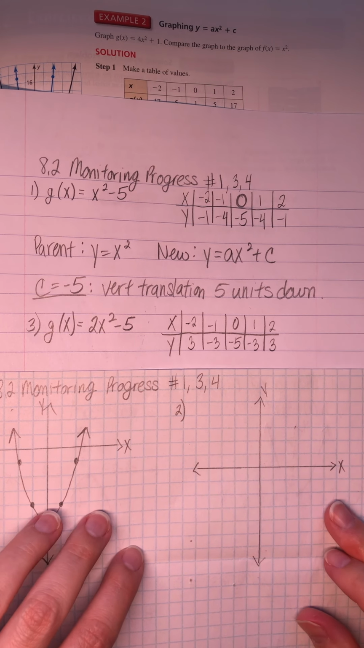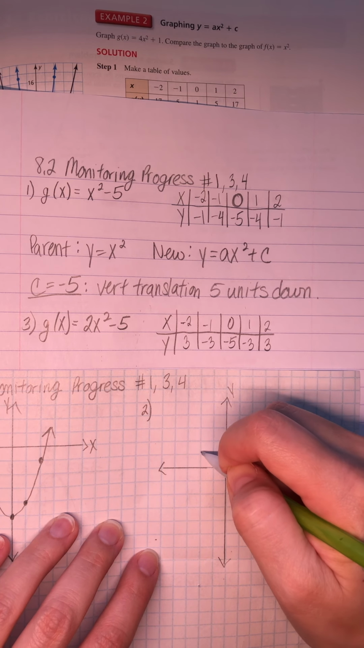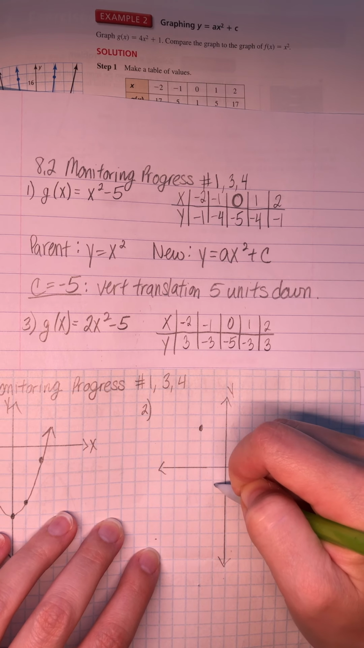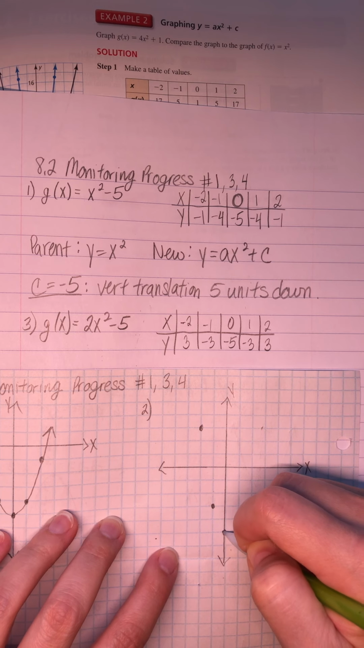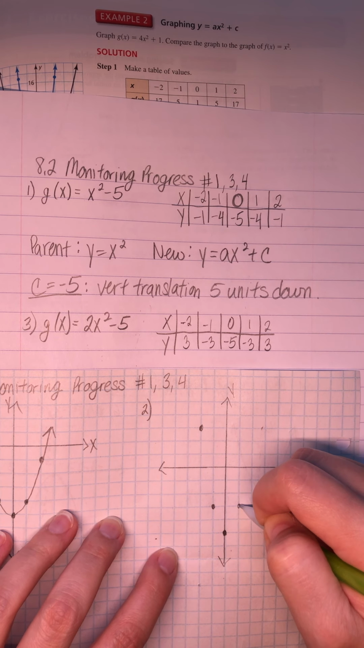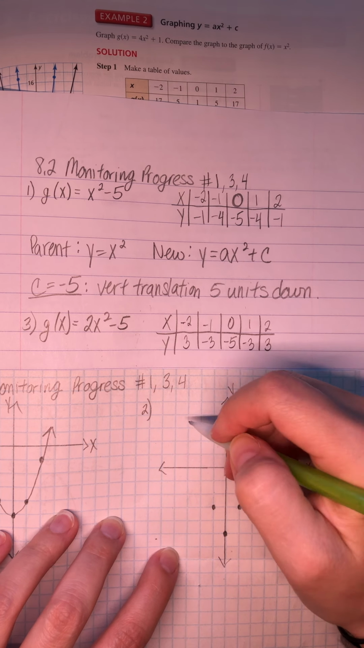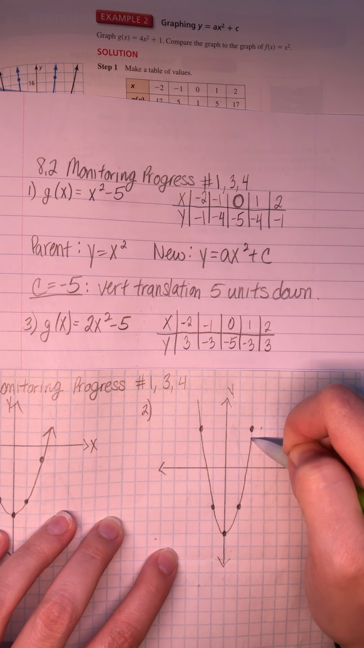Okay, let's plot these points on the coordinate plane. I have -2, 3. I have -1, -3, 0, -5, 1, -3, and 2, 3. And let's connect this with a smooth curve forming our parabola.